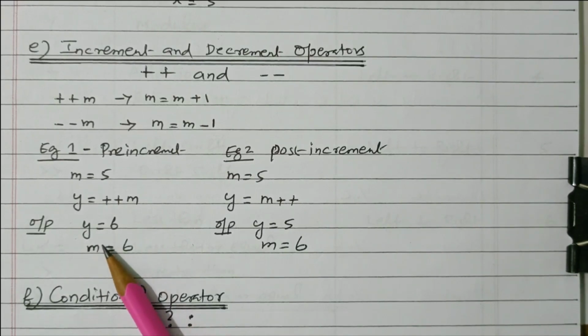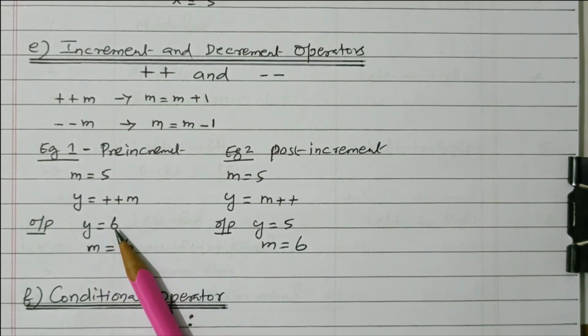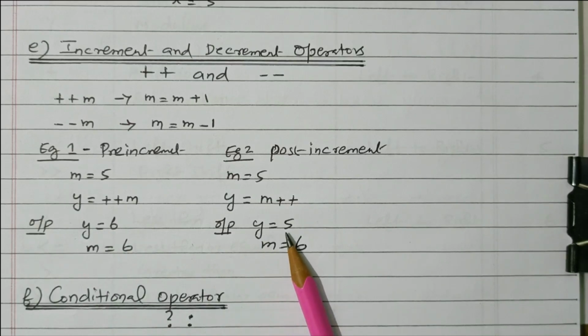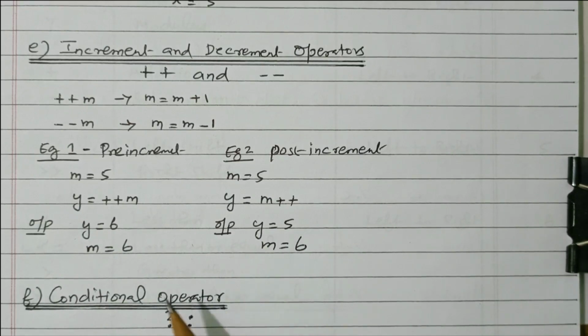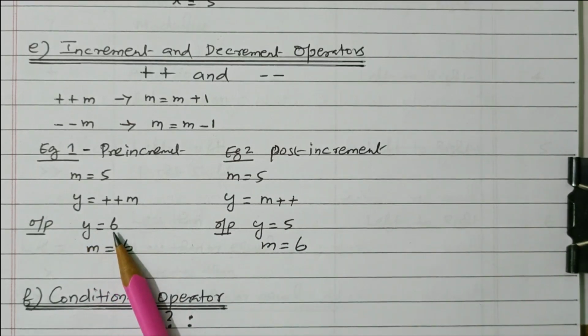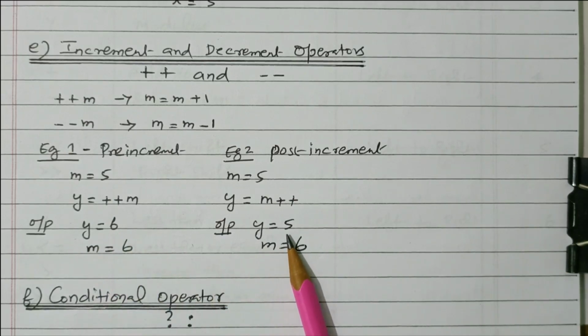But here y equal to 6. After increment, the value is stored. Here this value is stored, after that it is incremented. So m equal to 6 in both the cases, but y equal to 6 because of pre-increment. Here y equal to 5. After assigning, the value is incremented.